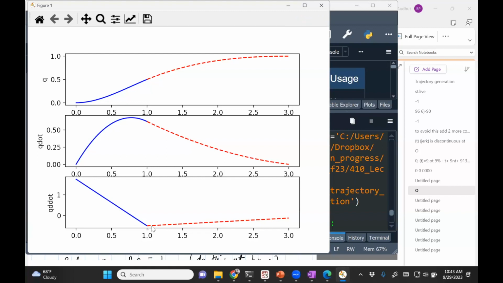But here the acceleration is interesting. As you can see, it's actually continuous at t equals 1, and that was one of the conditions we imposed. But it's not continuous at t equals 0 and t equals 3. In order to fix that, you'll put 2 more conditions on acceleration. You'll say that acceleration at 0 and 3 is 0, which means that you'll go from 8 conditions to 10 conditions, which means that you'll have to have a 4th order polynomial for theta 1 and theta 2.